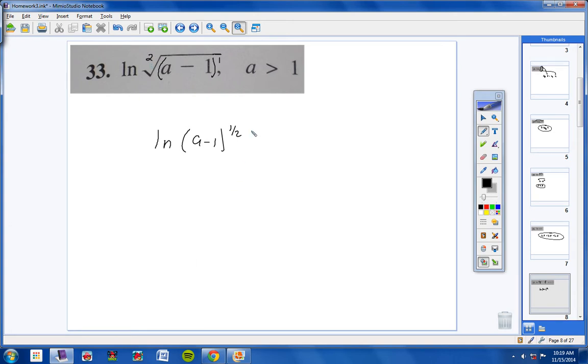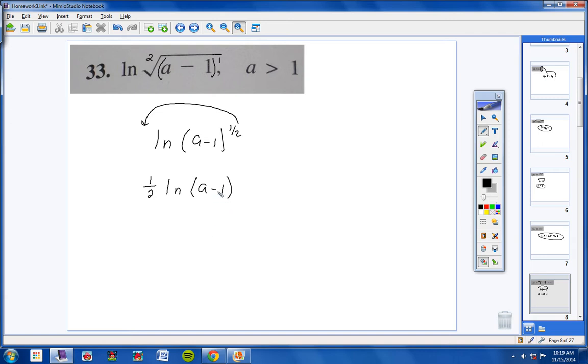Okay? Now, I can take the exponent and move it to the left. So I have 1/2, and please do not, students, drop the parentheses. You cannot drop the parentheses. Okay, that is what you're taking the logarithm of. This entire thing, okay? And that's as far as you can go. There's nothing else you can do, students.